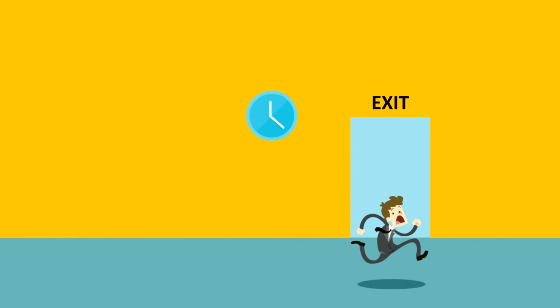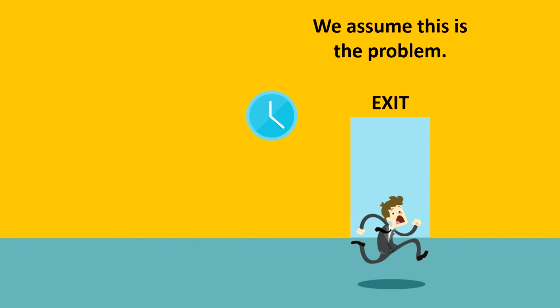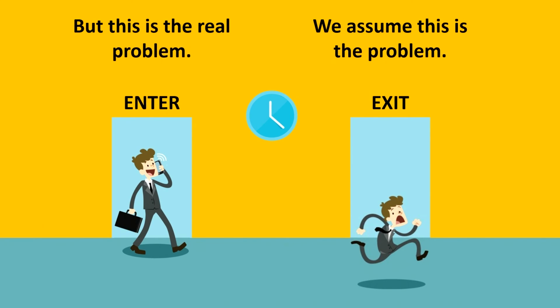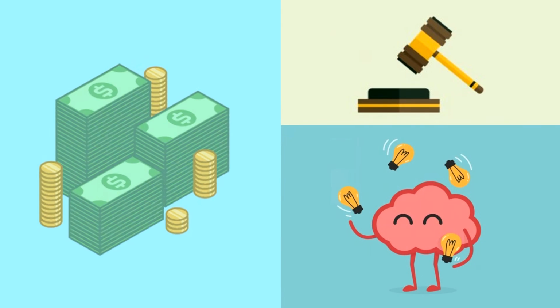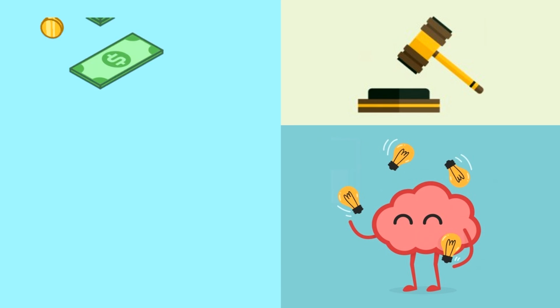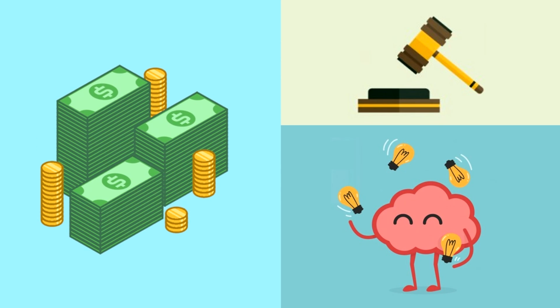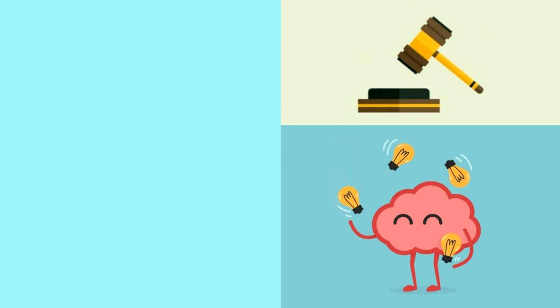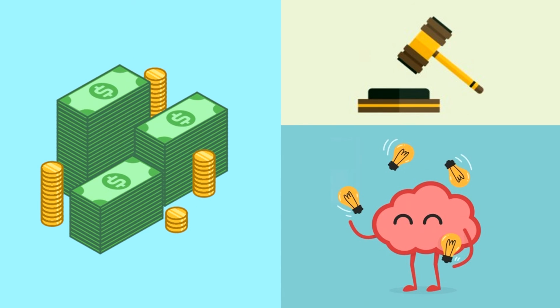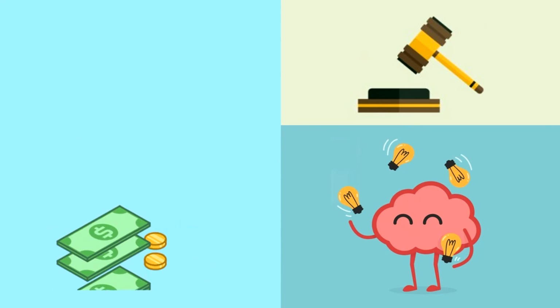For instance, we may assume that our problem is turnover, when in fact turnover is a symptom of our deficient hiring policies. System thinking encourages us to think about how a change to our hiring policies might also impact the budget, legal concerns, and training needs.